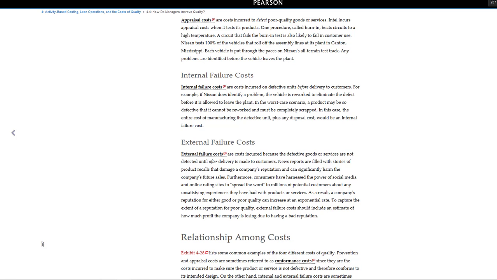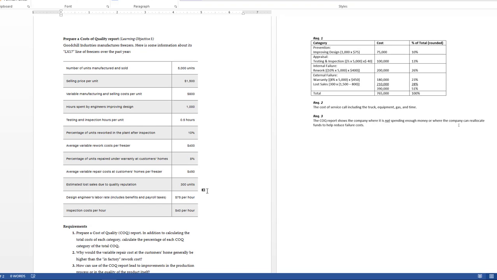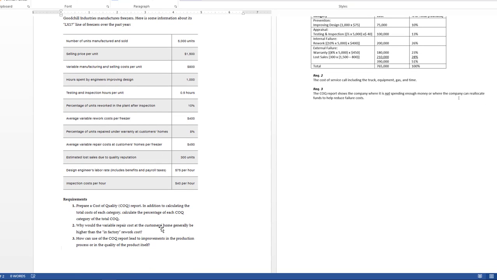So let's look at an example. So this is Churchill Industries. They manufacture freezers. Here is the information provided to help calculate the costs, and then requirements below. So requirement 1, we'll just read through the 3 requirements before we start with that. The first requirement is to prepare the cost of quality report.